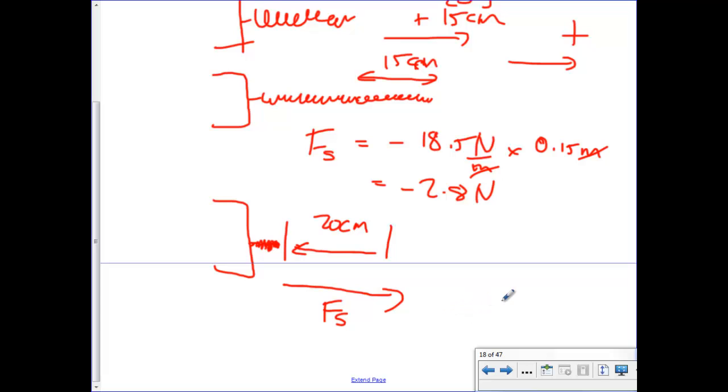So would it be positive? Sure, if you were to go with negative 20 centimeters going back that way, then it would just be positive that way. So, to be honest, I don't care about the negative sign. Just make sure you keep it straight in your head as to which way it's going.